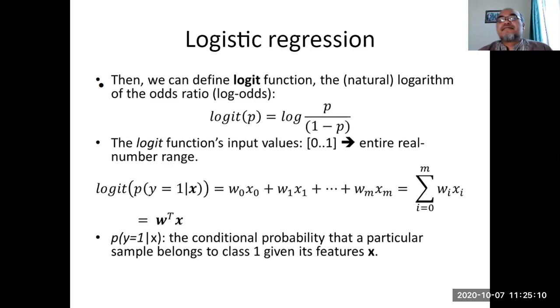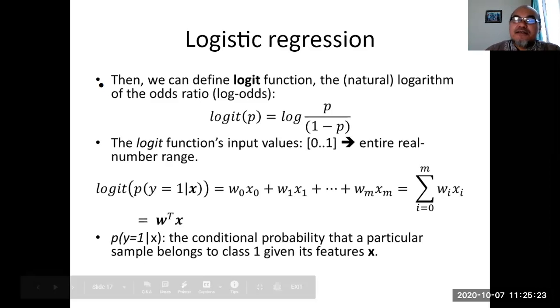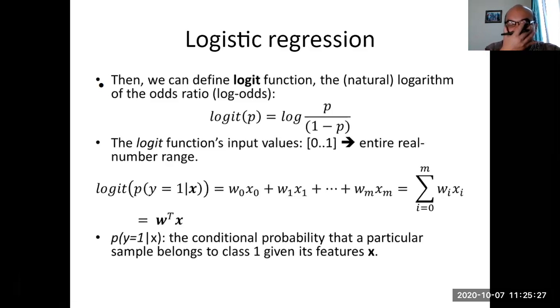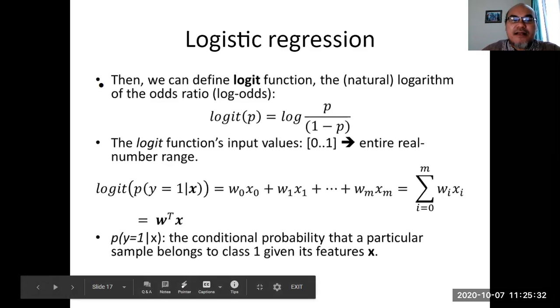Then this will be equal to the sum over i from 0 until m of wixi, which equals w transpose multiplied by the x vector. The x vector here is the input data set. So the probability of y equals 1 given x is the conditional probability that a particular sample belongs to class 1, given its features x.